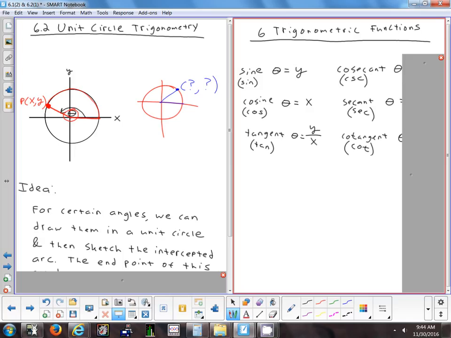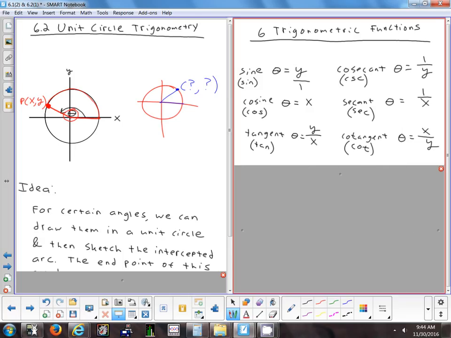Now, these three are easy to remember if you know the three on the left. These are all the reciprocals. So think of y as y over 1. What's the reciprocal of that? 1 over y. And secant is the reciprocal of cosine. So what would that one be? 1 over x. And cotangent is the reciprocal of tangent. X over y. So as long as you can remember the three on the left, the three on the right are just flipped. Okay, they're the reciprocals.